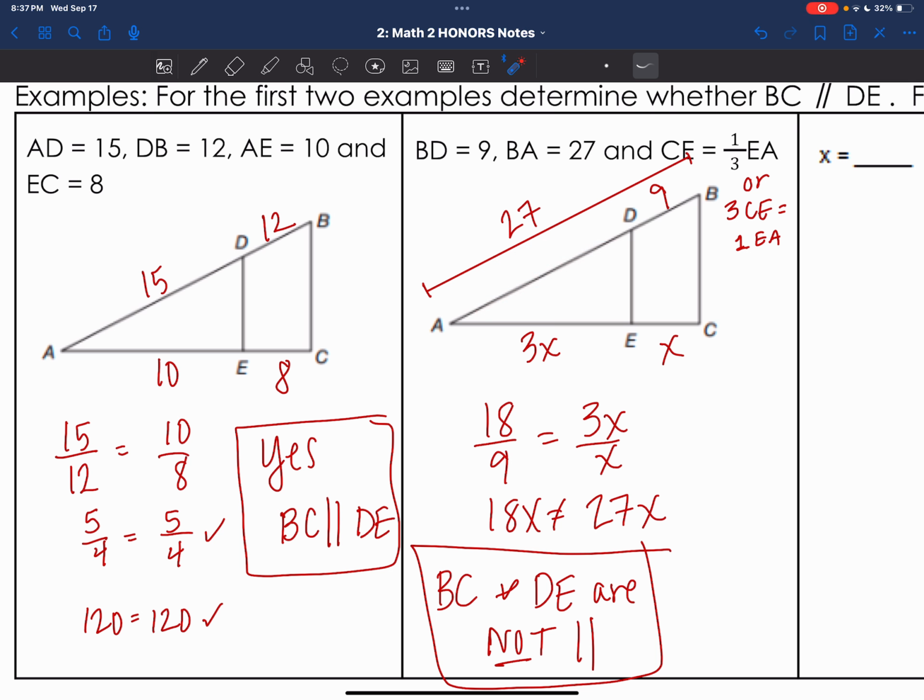So now we can figure out, are these parallel? So set up, we've got 18 over 9, and then we've got 3x over x. Cross multiply, and then 18x does not equal 27x. So since it does not equal, they are not parallel.